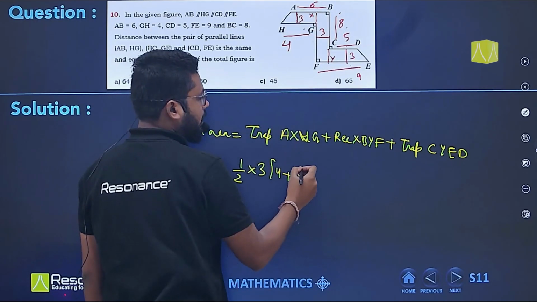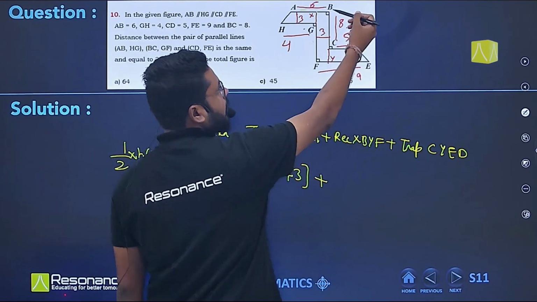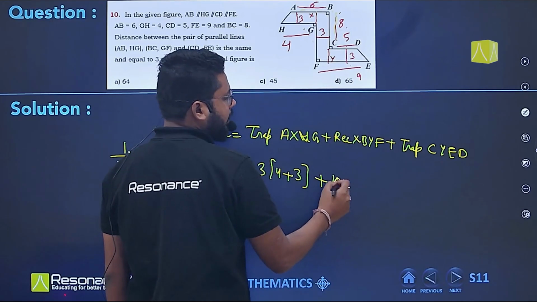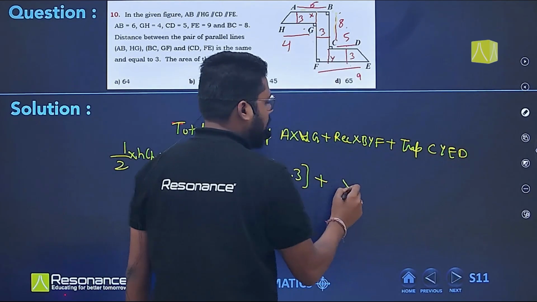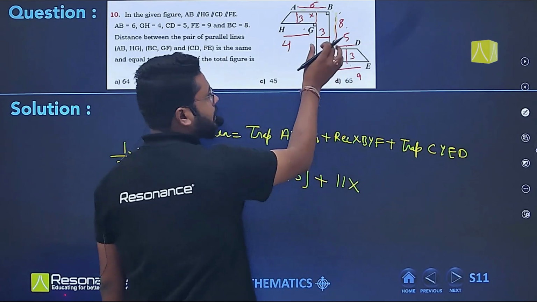So the second base is 3 plus the area of the rectangle, length into breadth. This whole length is 8. 8 plus 3 is 11. So 11 into 3 we have to take, 11 into width, which is also 3.